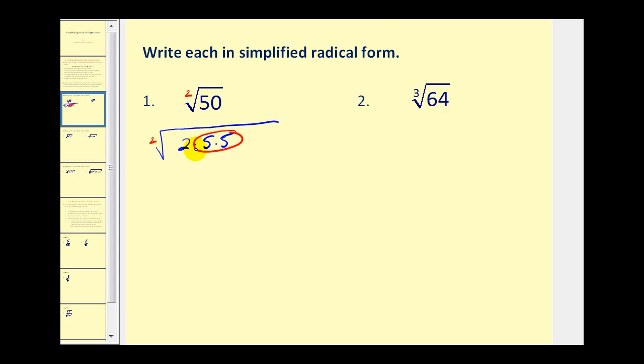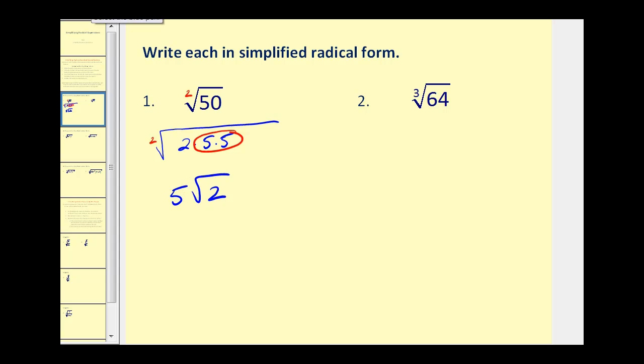This is a perfect square factor of 50, and therefore this will simplify. The square root of 25 would be 5, and we're left with the square root of 2. So what you'll notice is every time we have a group of equal factors, it'll simplify perfectly to just one of the factors outside the radical.